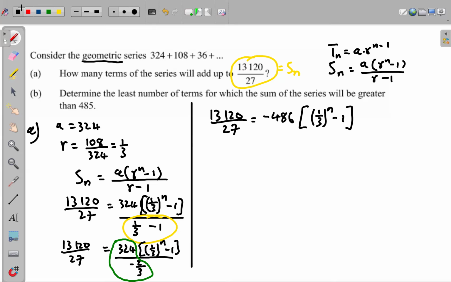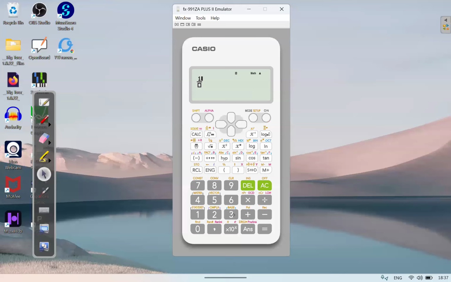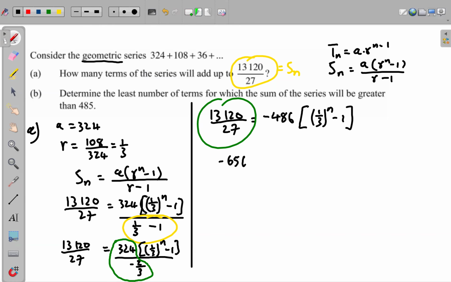So I'm going to take the sum, which is 13,120/27, and divide that by the negative 486. And again, watch how I do it. I'm going to write the sum and divide it by the negative 486 like that. Then I get this terrifying number. It's fine. Let's write it as it is. I think this is what it was.